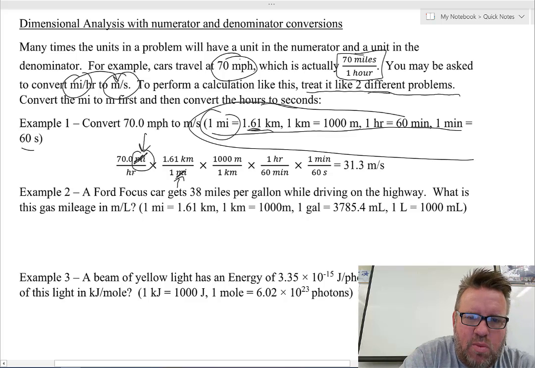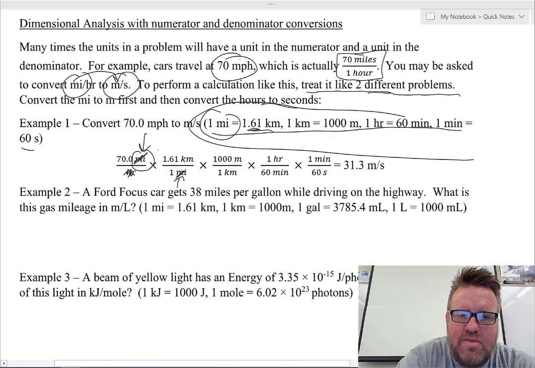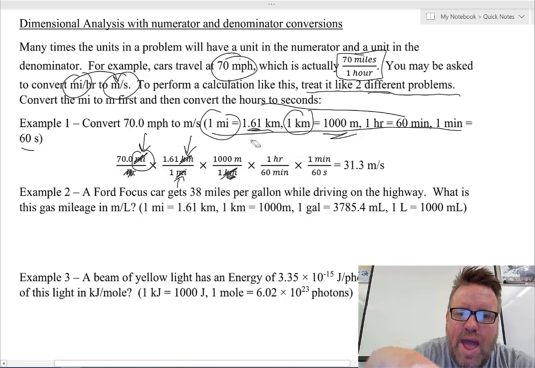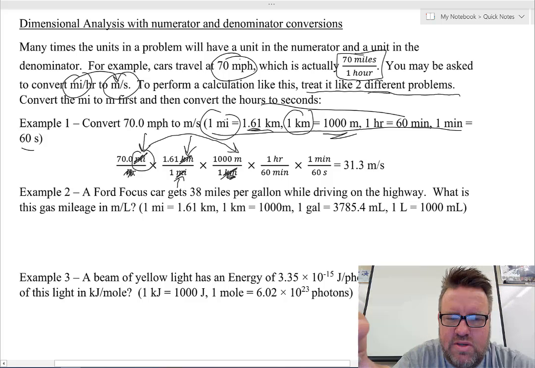Okay, so again, we're not worried about the hours part yet, but now we have kilometers right here. So my next conversion, 1 kilometer on the bottom equals 1,000 meters on the top. And again, what happens? The kilometers cancel. And so now our top part is done. We have converted miles to meters.